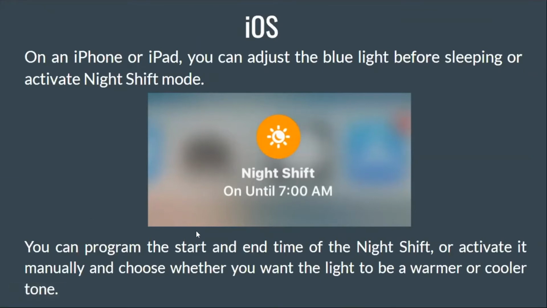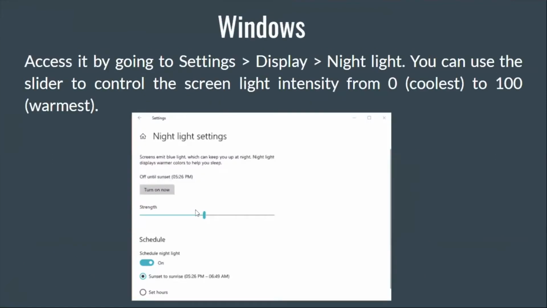So again, it plays on the same technology as Android. The common theme is that each operating system will offer a similar form of reducing blue light. On Windows, access it by going to settings, then display, and then afterwards night light. You can use the slider to control the screen light intensity from 0, which is the coolest, to 100, which is the warmest. And this is how the little widget looks.